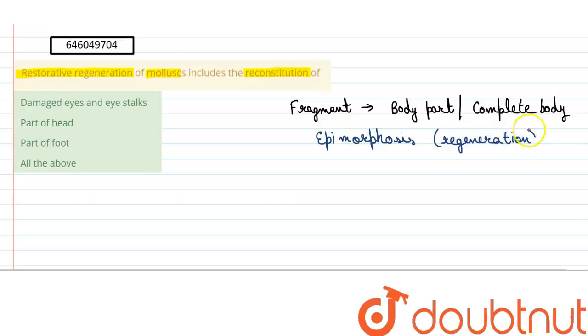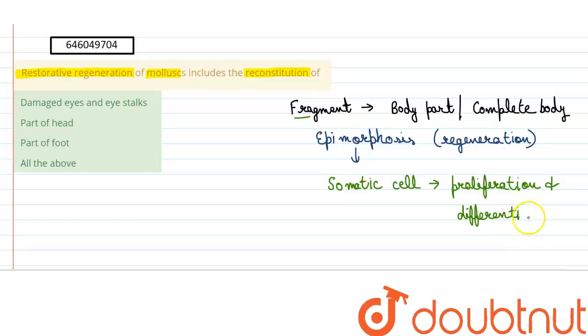right? And what happens in epimorphosis is that there is somatic stem cell proliferation and differentiation. The somatic cells that are present in the fragment of the body proliferate very rapidly into multiple cells. There is proliferation as well as differentiation of the cells so that they can form the new body part or the complete body of the organism, right? And it is most commonly seen in invertebrates.